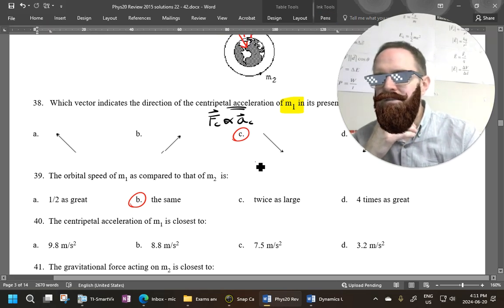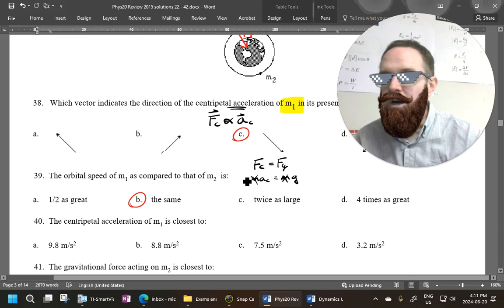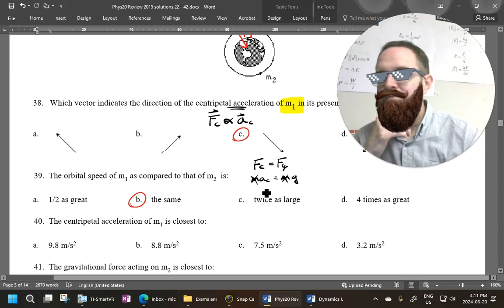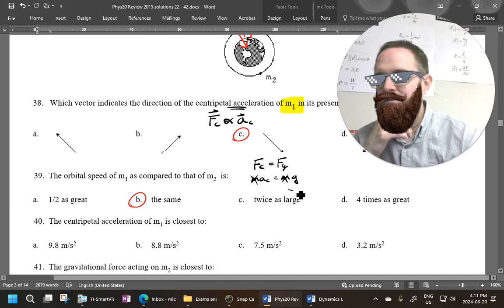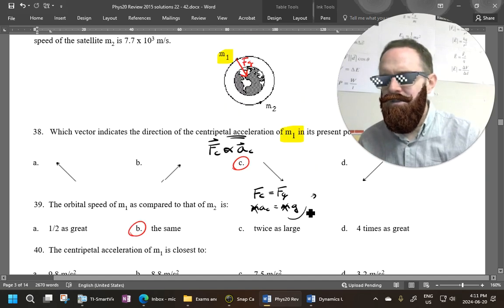If I do this, I go FC is equal to FG, m·ac is equal to m·g. The mass of the satellites cancel out, right? The masses are gone, right? So then it just becomes a formula where it just does this. If I just go over here, which I might need this for later, I'll just do it here.